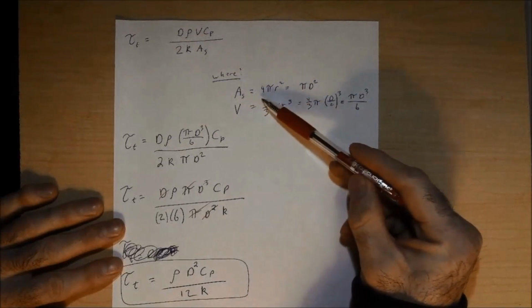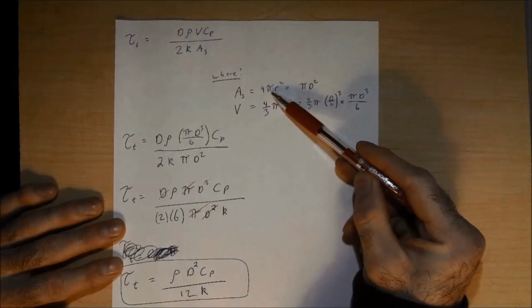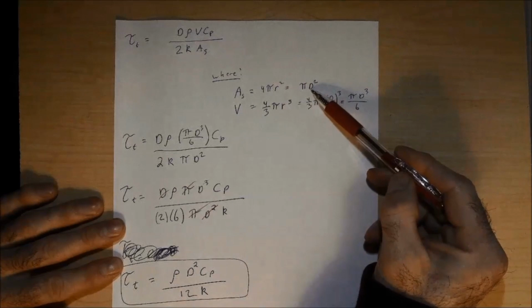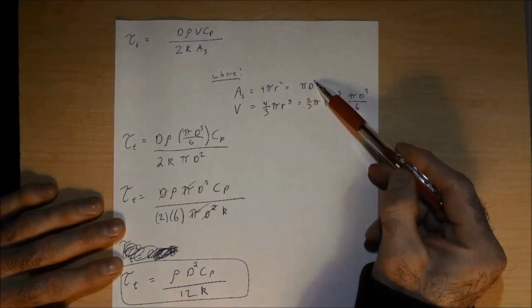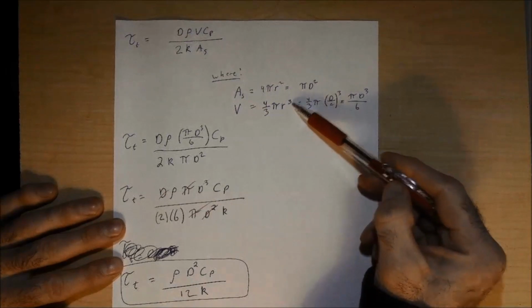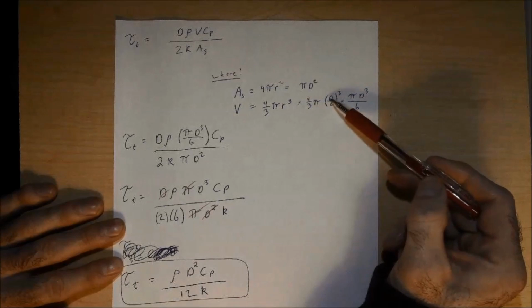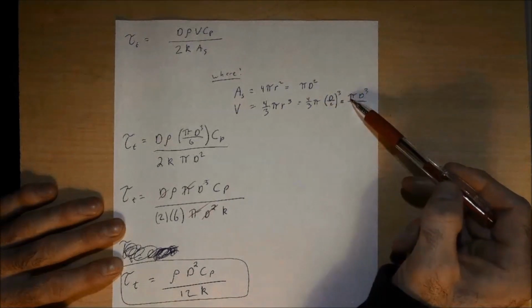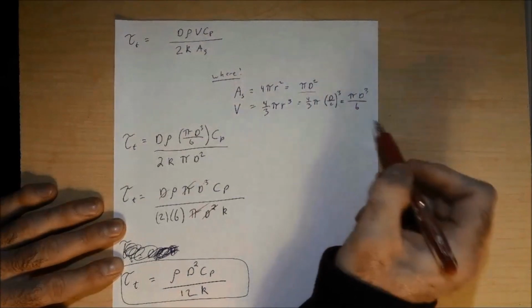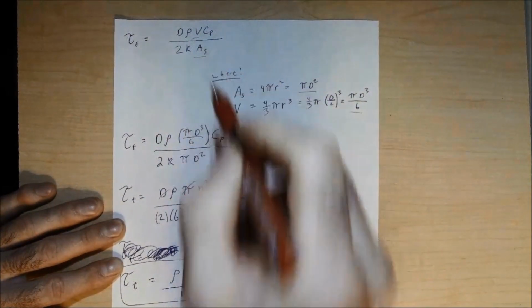So our A sub s for this is equal to 4 pi r squared. But if we don't want to deal with radius, we want to deal with diameter, we can say pi d squared. Then for volume, we have 4/3 pi r cubed. We can again change it from radius to diameter. We end up with 4/3 pi times d over 2 cubed, or pi d cubed over 6. So now we have a value for A sub s, and we have a value for V. So we can plug both of those into this equation.